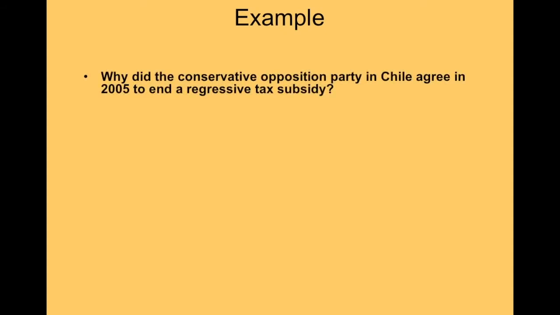And this is from Tasha Fairfield's work. She was looking at tax reforms in Chile, and one particular puzzle, as one part of a larger project, is the puzzle of why the opposition party in Chile agreed to end a regressive tax subsidy. So there was a tax subsidy that was favoring wealthy people, and the opposition party was a party that had more support from wealthy people, and so you would think the wealthy people would want to maintain this tax subsidy, but this opposition party agreed to get rid of it. So that's a little puzzling. Why did they agree to do that?